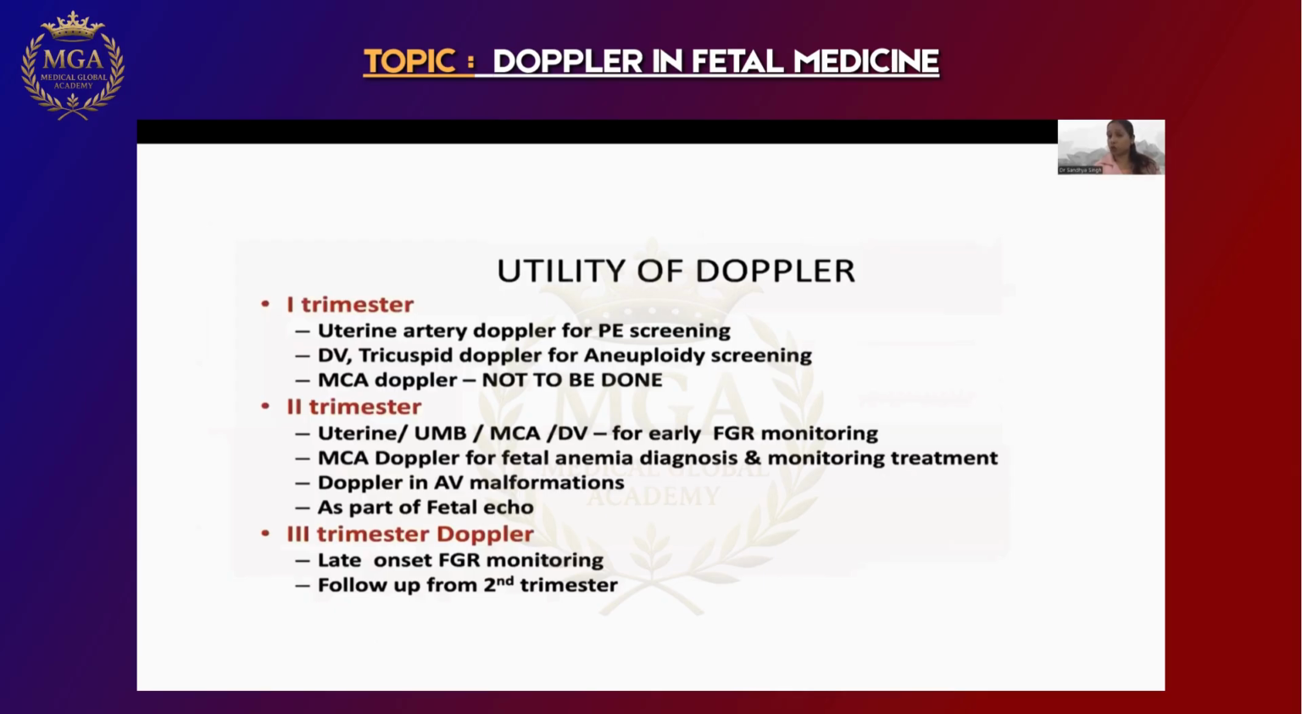Now, if we talk about the utility of Doppler in the first trimester, we use the uterine artery for screening for PE. We use ductus and tricuspid for aneuploidy screening. We use MCA not in the first trimester, but later for monitoring of the baby, anemia, and late-onset FGR. In the second trimester, we use uterine, umbilical, MCA, and DV. MCA for fetal anemia also we do. And in the third trimester, late-onset FGR monitoring we do. So these are the major roles of Doppler that we use in obstetrics.